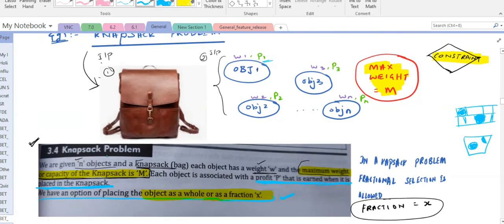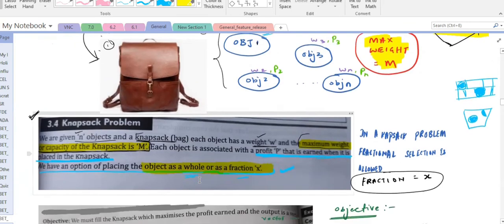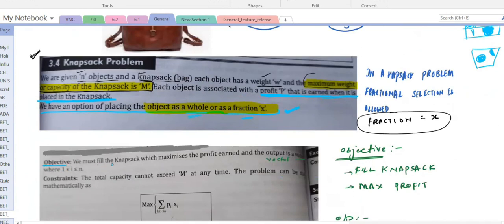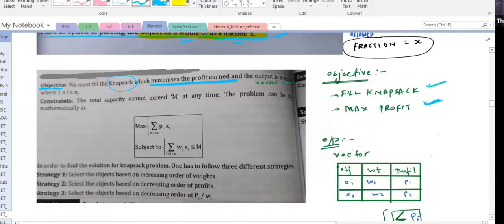So when you define a knapsack problem, you can pick a whole or you can pick a fraction. The objective is we must fill the knapsack. Wherever knapsack comes, imagine the bag. We must fill the knapsack in a way which maximizes the profit earned. This is your objective. You should get maximum profit. And the output is a vector. So to present your output, you should have a vector. Vector means this kind of a grid.